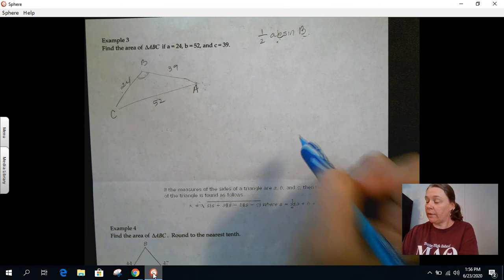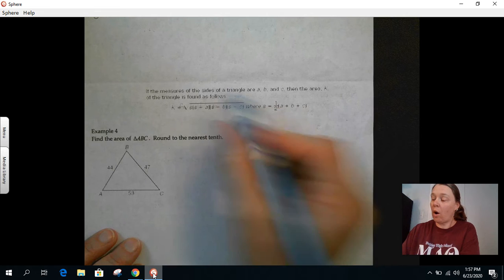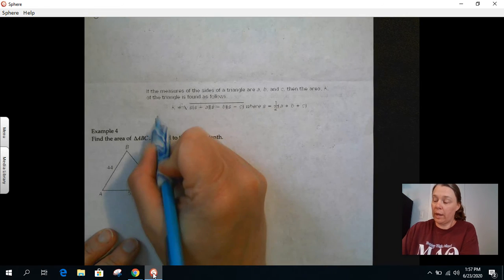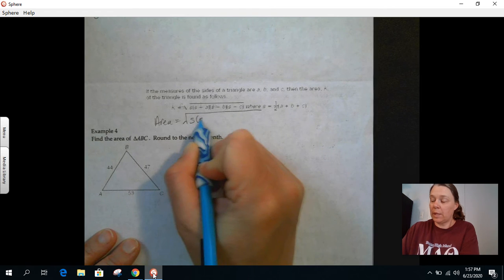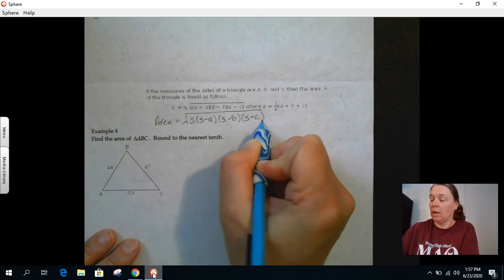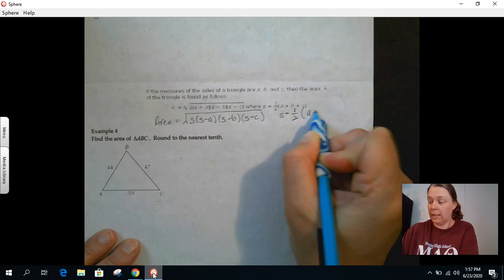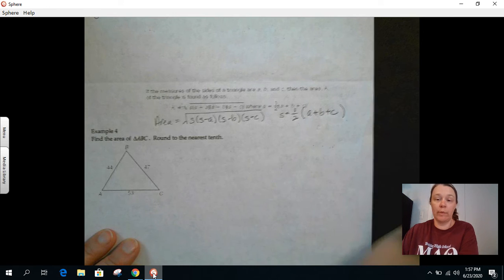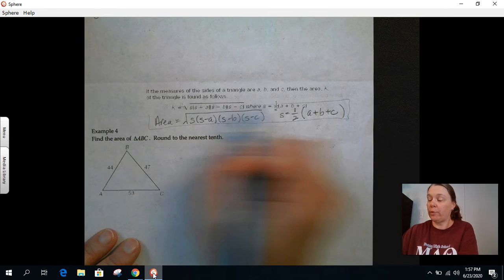Another way is if I know all three sides, and I know this came out lousy again. If I know all three sides, there's another formula for the area of a triangle. It's the square root of S times S minus A times S minus B times S minus C, where S is called the semi-perimeter. Perimeter is where you add up all three sides. Semi means half, so semi-perimeter is half the perimeter. This is a formula that you can use if you know all three sides.